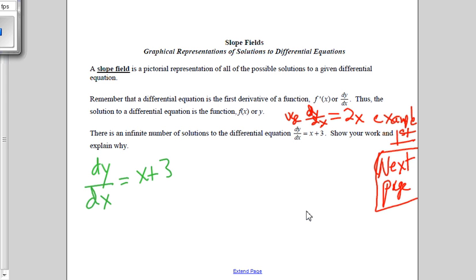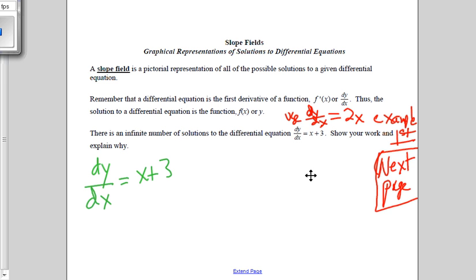So, graphical representations of solutions to differential equations. A slope field is a pictorial representation of all the possible solutions to a given differential equation. Remember that a differential equation is the first derivative of a function, f prime of x or dy dx. Thus, the solution to a differential equation is the function f of x or y. That's what we just did last section. We undid the derivative dy dx and came up with the specific function, or the general solution of a function. So there's an infinite number of solutions to the differential equation dy dx equals x plus 3.